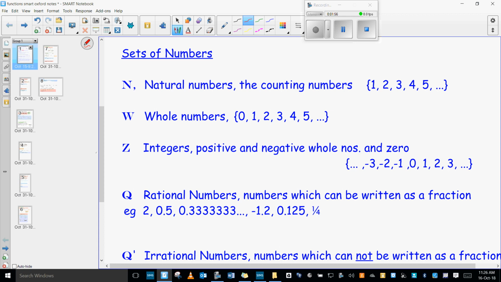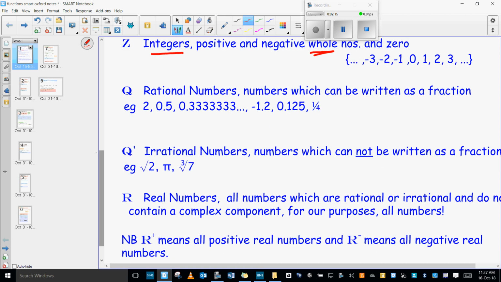Okay. Z stands for integer. What's an integer? A whole number. Okay. So integers are whole numbers, they can be both positive or negative, and it does include 0. Q is a rational number. Rational number means that it can be written as a fraction. So you may look at 0.3 recurring and think, well, that's not rational, I can't write that as a fraction, but you can, that would be 1/3.